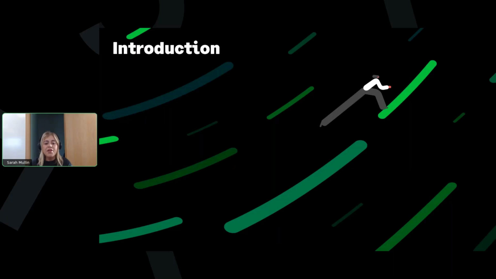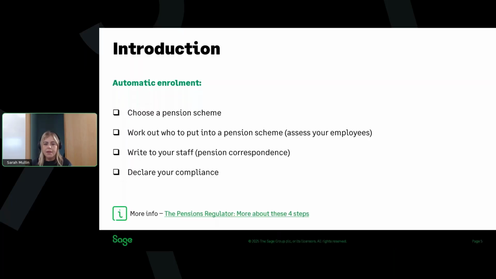So let's dive in with a bit of an introduction and reminder of your duties. I want to start with a quick look at your responsibilities as an employer when it comes to workplace pensions. Every employer has certain duties that they need to carry out, and at the heart of this are the 4 key automatic enrolment duties. So here's what they include.